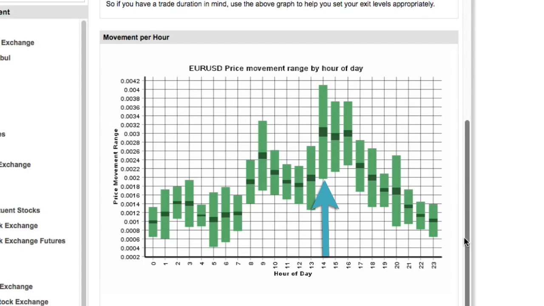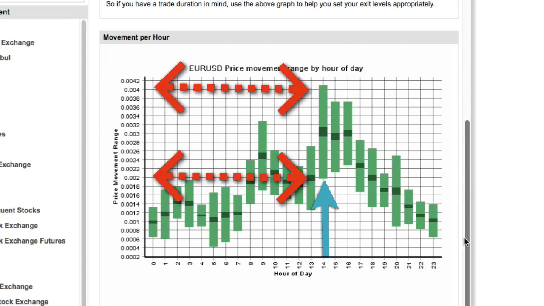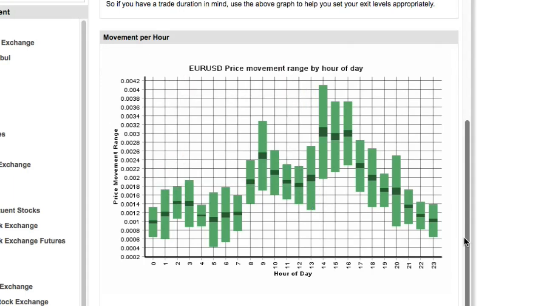So at 2 p.m. my time, I can expect a 20 to 40 pip movement with a likelihood of 7 out of 10. What's interesting about this graph is that it shows you at what time of the day we've encountered the most volatility in the past. Often we see the most volatility around the times when the London and New York markets open for trading.